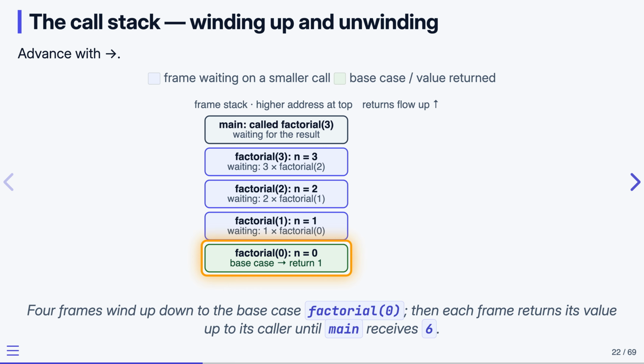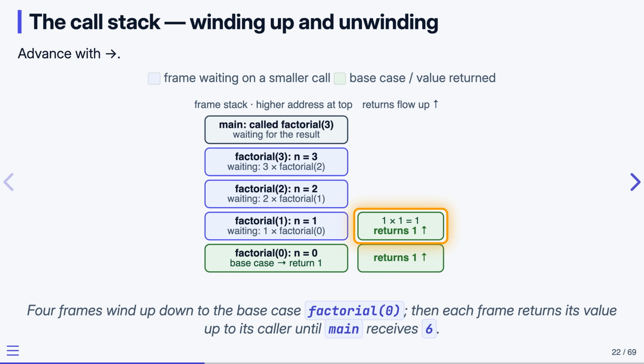Factorial of 0 is called. This is the deepest frame. Now the stack has 4 factorial frames plus main. Factorial of 0 is the base case. N is 0, so it returns 1 right away, with no new call. This is the first event in our return log on the right.